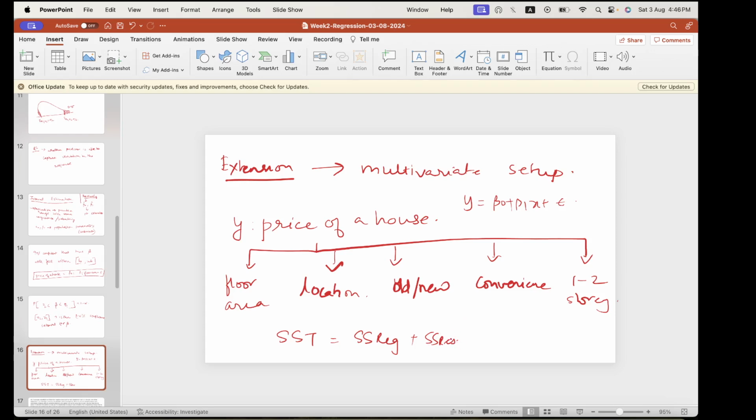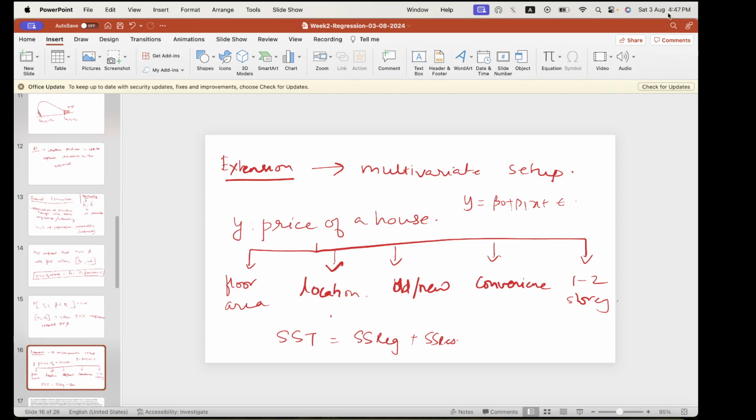Okay, now if we want to explain more variation, we need to incorporate these variables into our model. It is not always a very good idea to take one variable and expect that it will explain the majority of the variation in y. The variation depends on several other factors, which we should also incorporate to reduce our error in prediction, and that is why we need this multivariate setup.